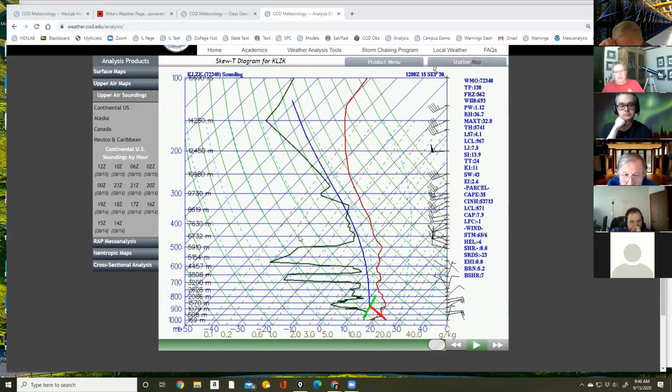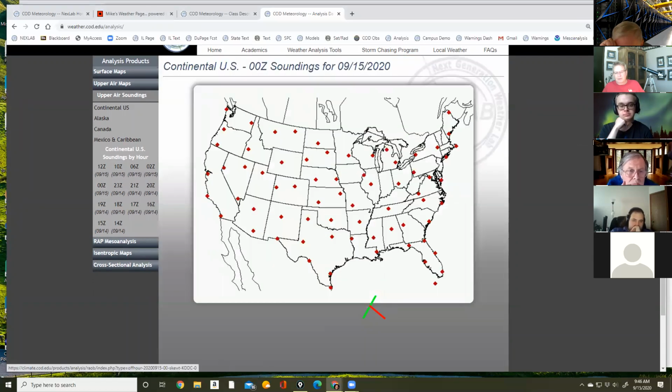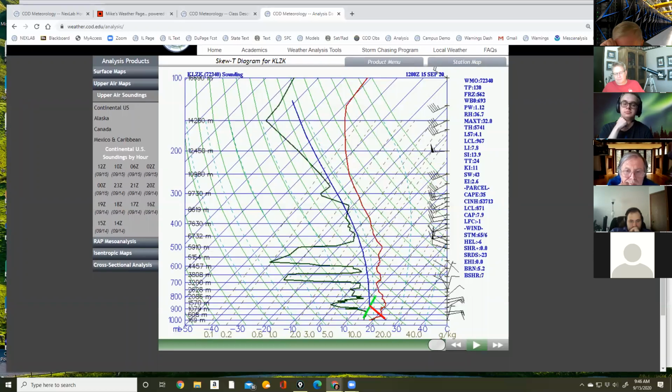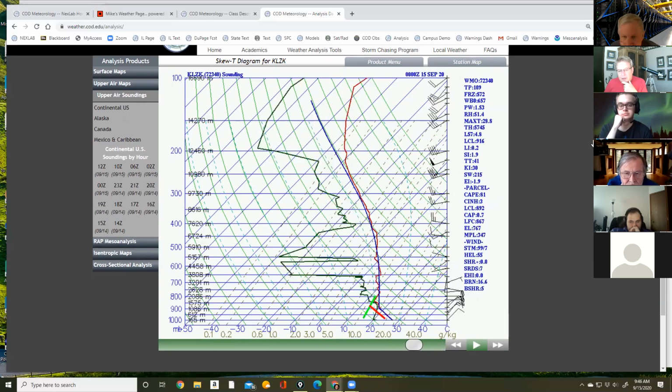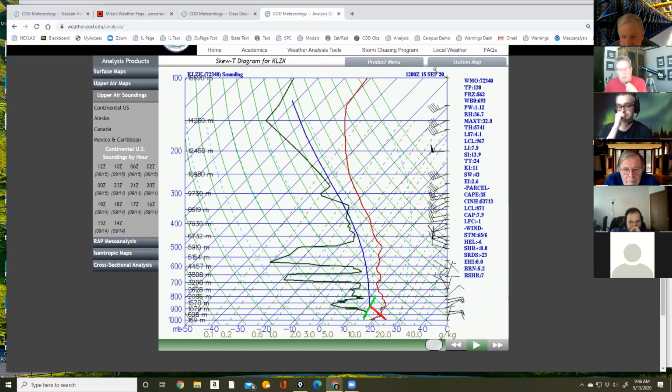And don't forget, this is a 12Z, so this is not really an appropriate sounding. Why does it keep giving me 12Z? Oh, this is what I wanted. Because it keeps mixing the temperature. That's just the way, you have to understand that you're taking a mixed parcel.